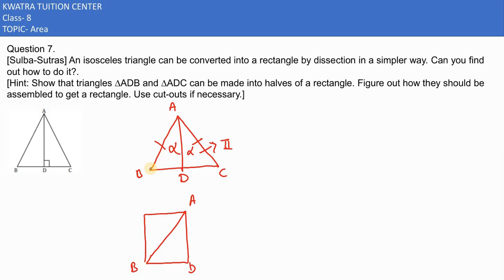So what's that here? It would be C here. Okay, so what has been formed for us? A rectangle has been formed, and it has 90-degree angles at the corners of it. So that's how you have to do it using the dissection method.